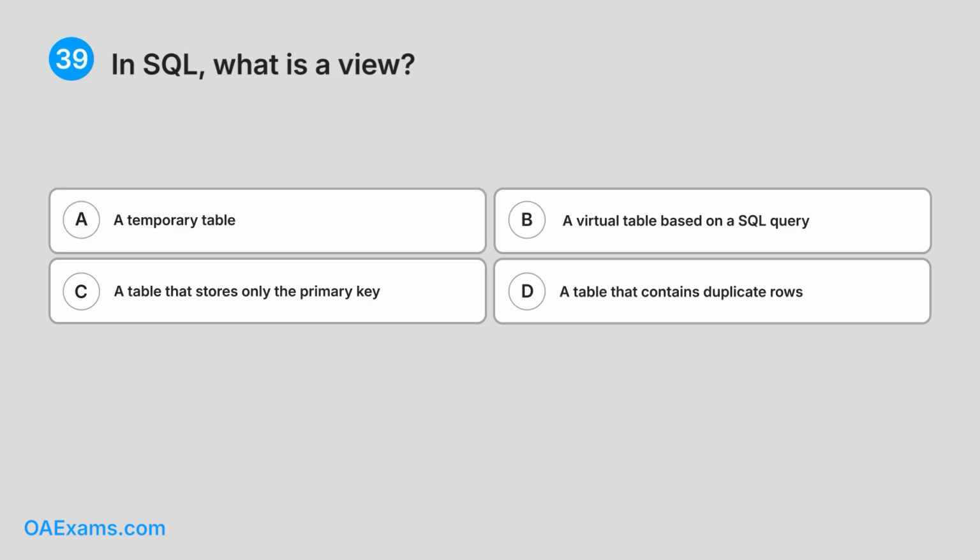39. In SQL, what is a view? A. A temporary table. B. A virtual table based on a SQL query. C. A table that stores only the primary key. D. A table that contains duplicate rows. Do you know the answer?